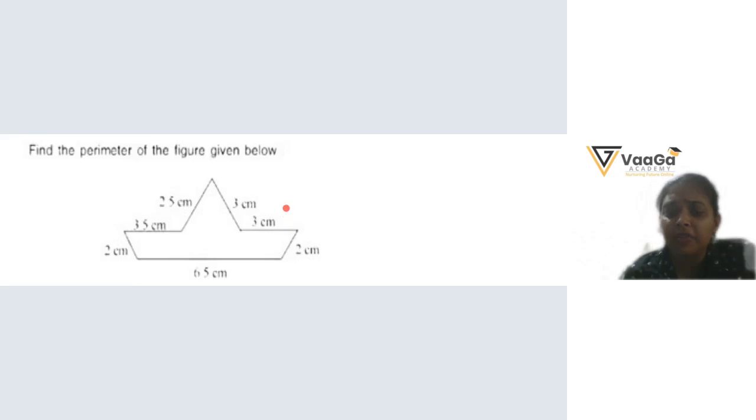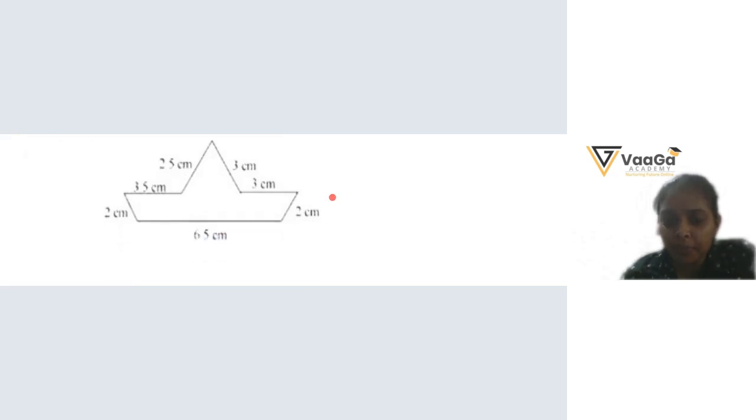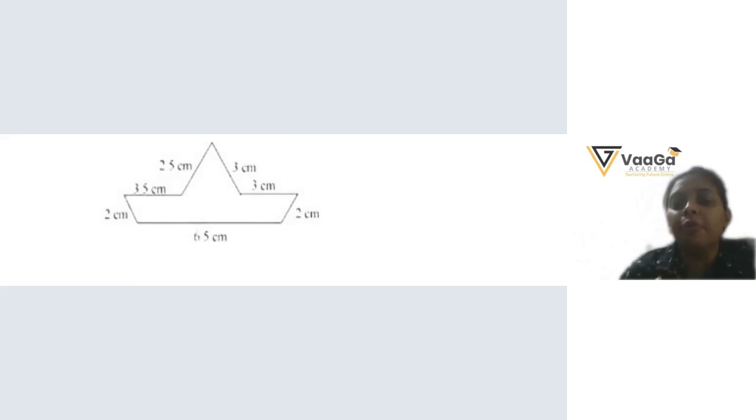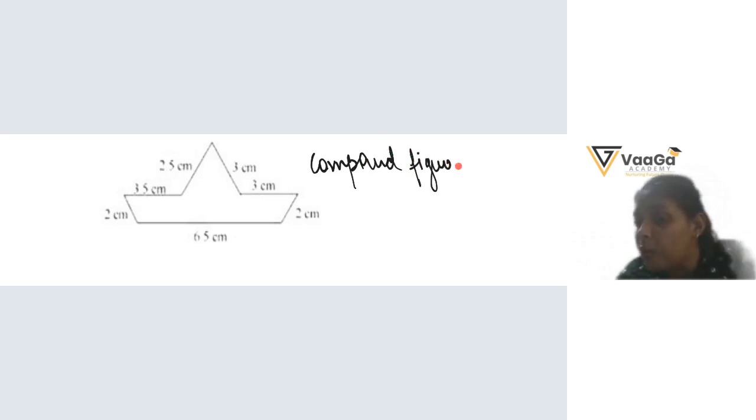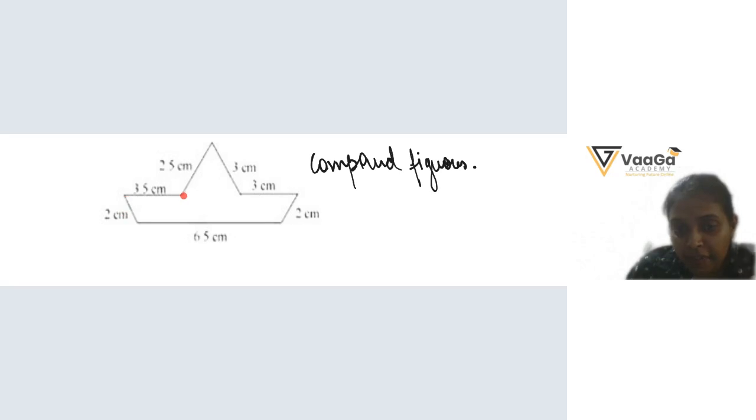Okay, now can you see this figure? Yes. These types of figures are known as compound figures. Why are they compound figures? When you see this, we are using two or more figures to make it. If I join this here, we have two different figures, and then we get one figure. We are using two different figures to make one. That's why these are known as compound figures.